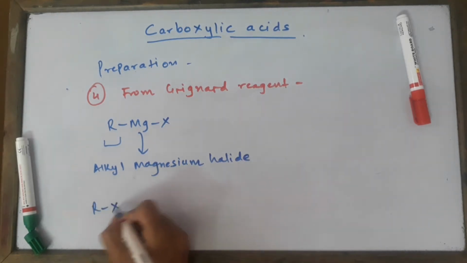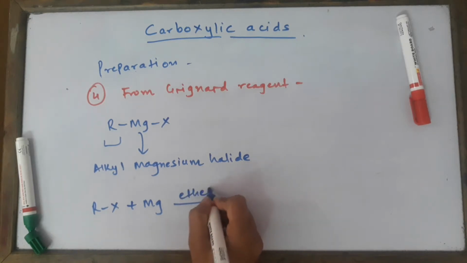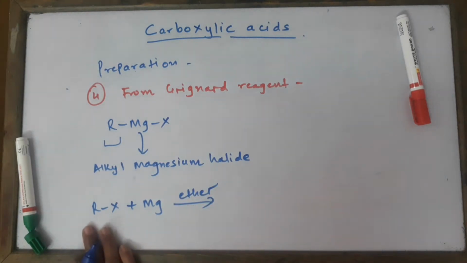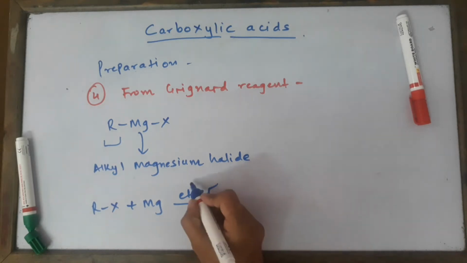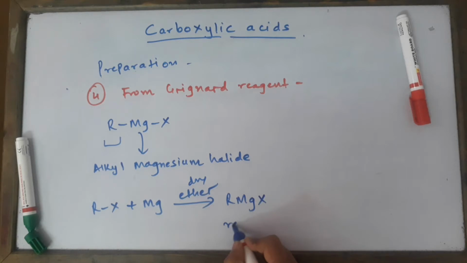How do we prepare Grignard reagent? We have already seen in the chapter haloalkanes and haloalkenes, right? So we prepare it, look at this, very simple. We prepare it by taking alkyl halide with magnesium and dry ether, and we get RMgX, which is called as Grignard reagent.